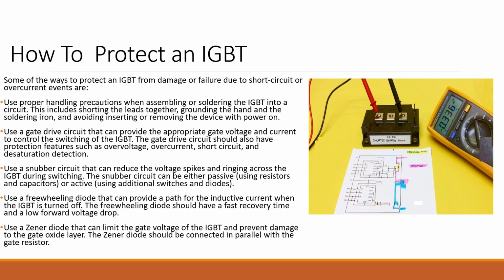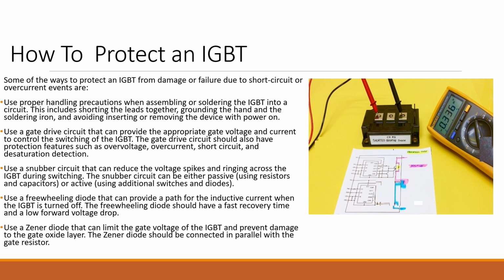The gate drive circuit should also have protection features such as overvoltage, overcurrent, short circuit, and desaturation detection. Use a snubber circuit that can reduce the voltage spikes and ringing across the IGBT during switching. The snubber circuit can be either passive, using resistors and capacitors, or active, using additional switches and diodes.